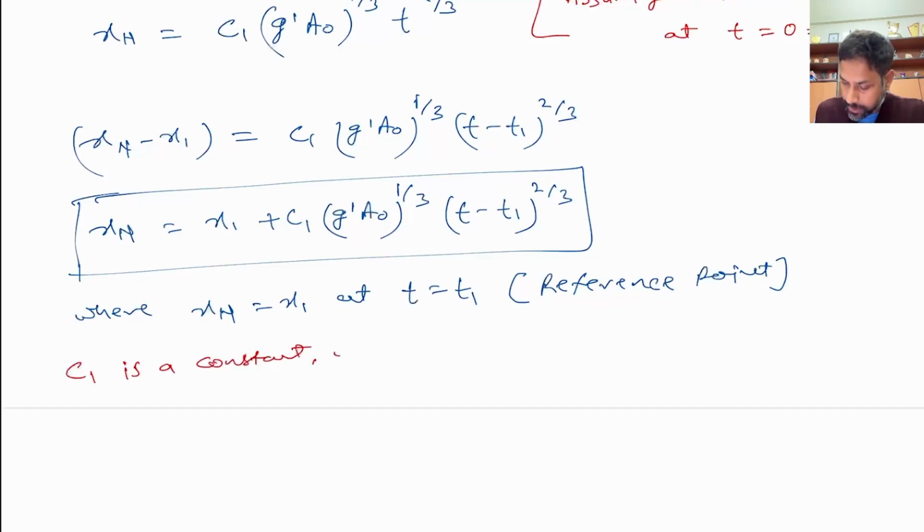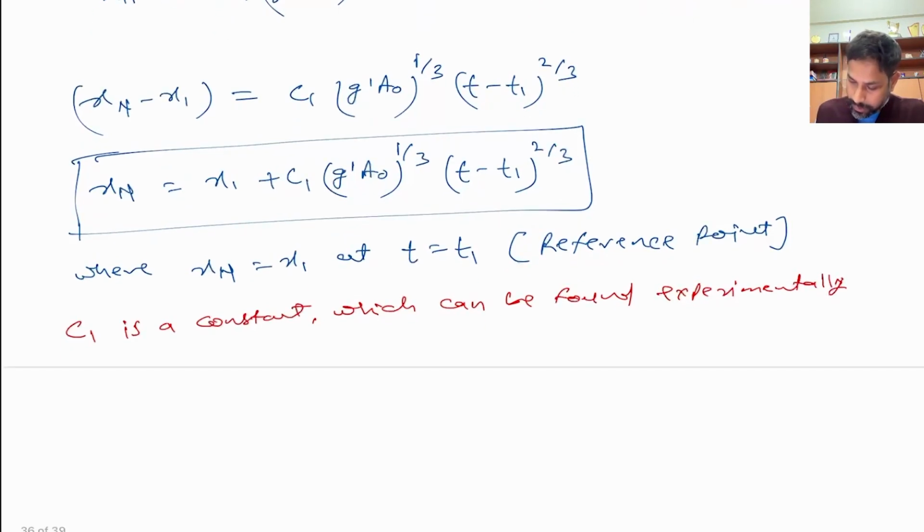Other thing that you will note here is C1 is a constant which can be found experimentally, which again we are not able to do in the current lecture, but this is an experimental constant. It is a constant, not really a variable. But this equation at least shows us the rate of change of xn with respect to time.